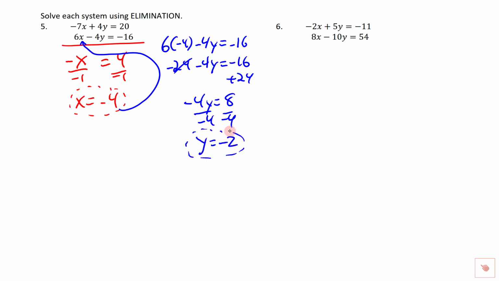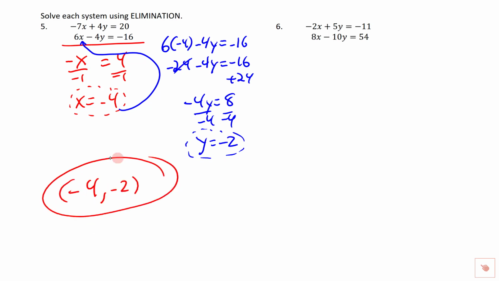So again, you'll notice that elimination does tend to go a little bit quicker. So on this one, we're going to write the answer, negative 4 comma negative 2. Circle that. That's our final answer. I'll make that one look a little bit more like a 4. And we'll take a look at the next one.